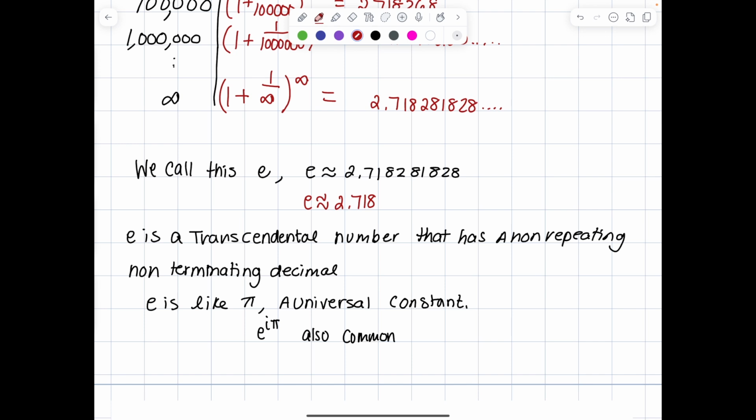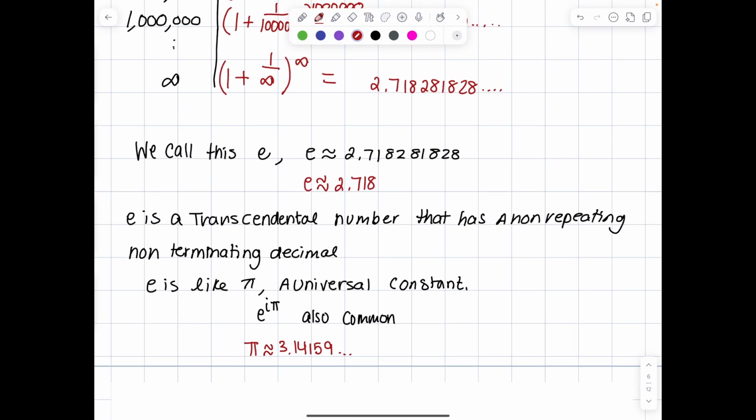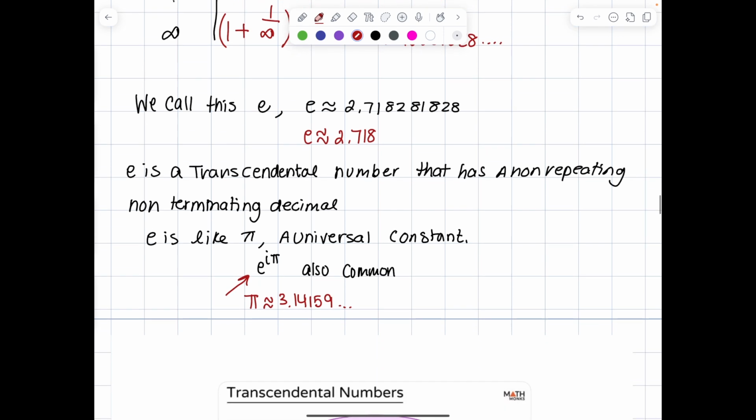And another one that you might be familiar with is pi, right? Pi is approximately 3.14159, and it also has more non-repeating digits, which we also use commonly. So also plugging an i into e's will also give you a transcendental number. So it's just another kind of number.